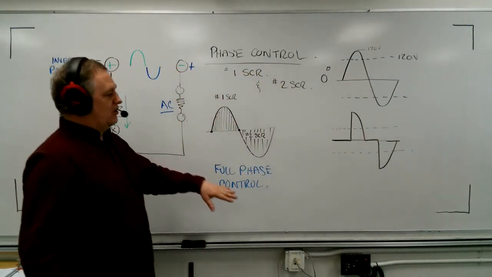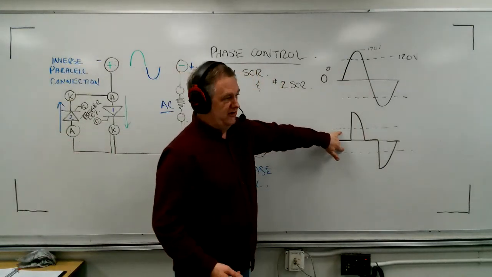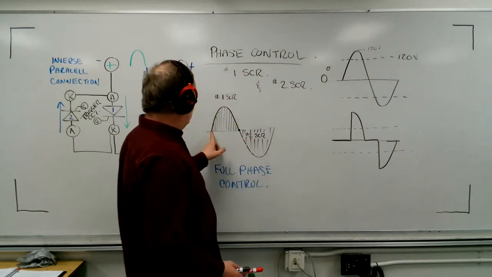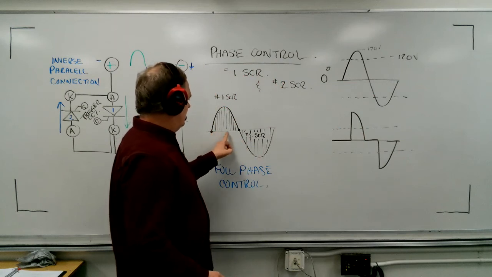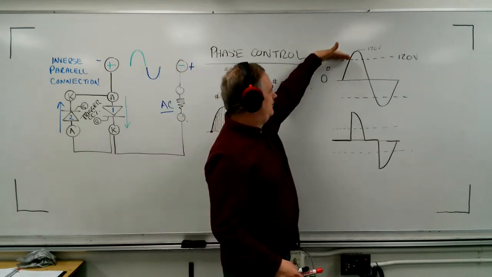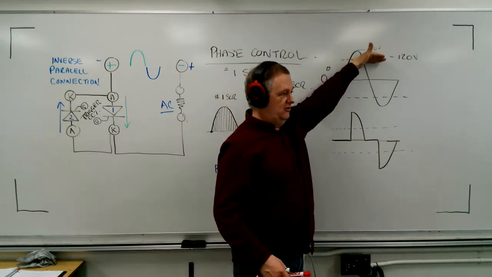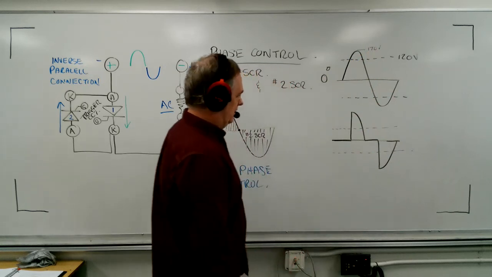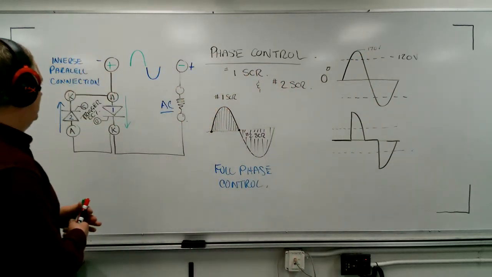But we don't call it average voltage anymore. This is effective load voltage. And if we can control from 0 to 180 on both alternations, then we can vary this from our full line voltage all the way to 0 volts, okay? So lots and lots of control.